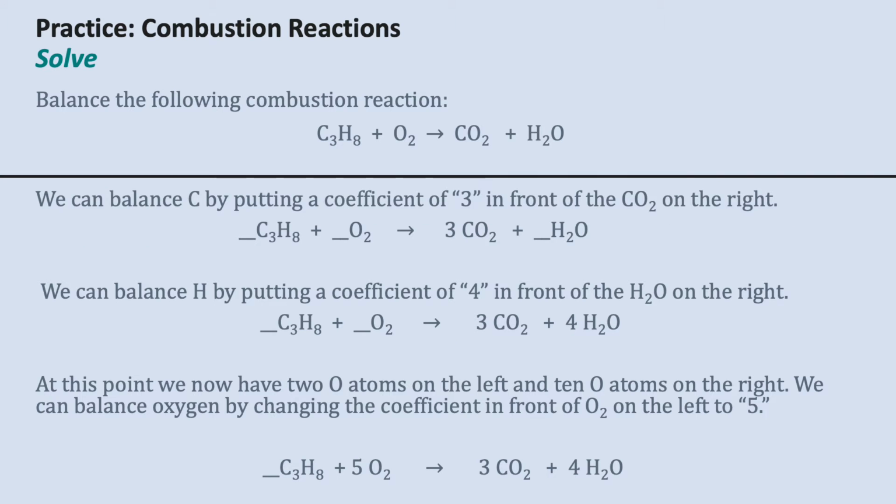For combustion reactions, remember that we balance things in a specific order. So we'll balance carbon first, and this can be achieved by putting a 3 in front of the CO2. Then we'll balance the hydrogens, which can be done by putting a 4 in front of the water. Then we will look at the number of oxygens we have on the product side, and we now have 6 from the CO2 plus 4 from water. So we have 10 total oxygens on the right-hand side, which we can balance by putting a 5 in front of the O2 on the reactant side.